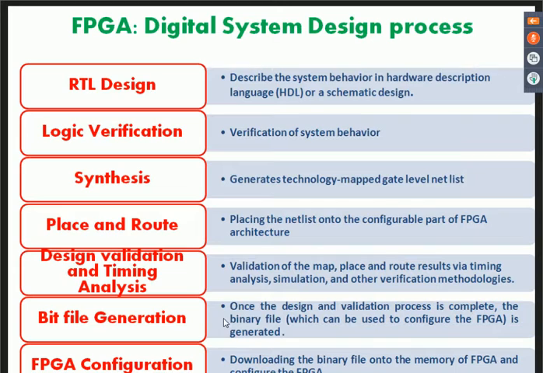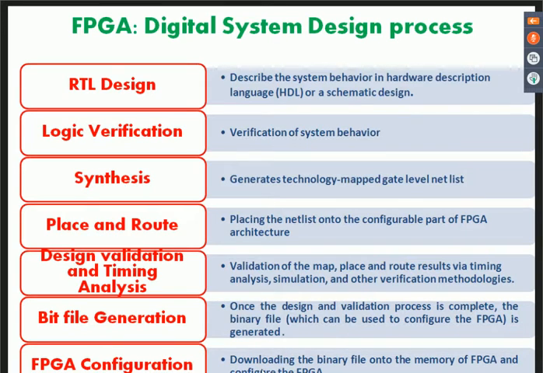In bit file generation, we generate hexadecimal code, that means we generate the binary file for the place and routing of logic gates onto the FPGA, and then we can configure the FPGA. After completion of bit file generation, we use that bit file to configure the FPGA.